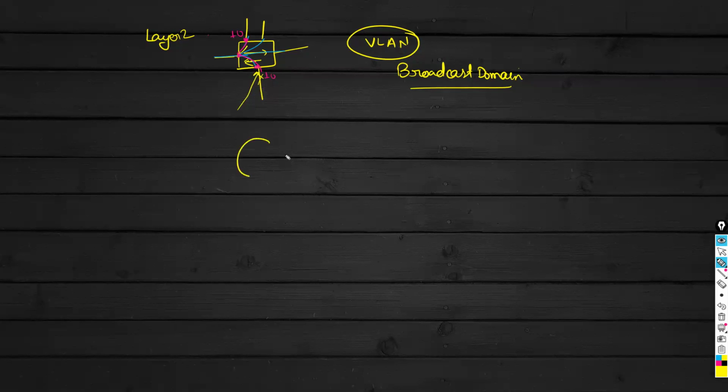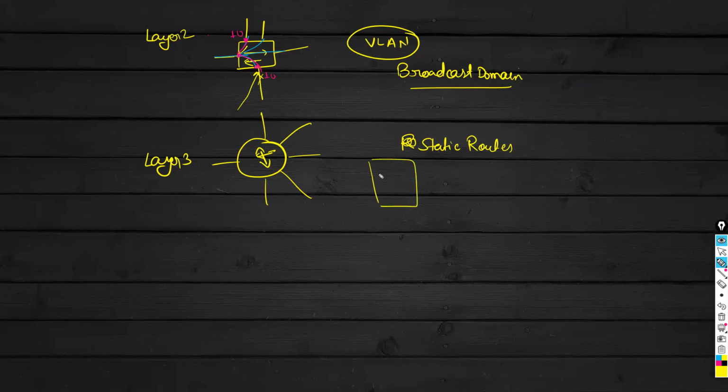Then we also have our routers. The router is our layer three device. Here we have our routing table, and all the traffic is forwarded based on that routing table. How is that routing table formed? It could be because of static routes or any of the dynamic routing protocols. That's how basically the routing table is created.